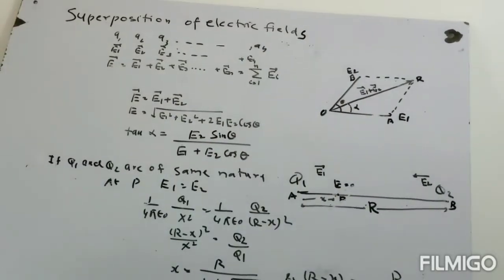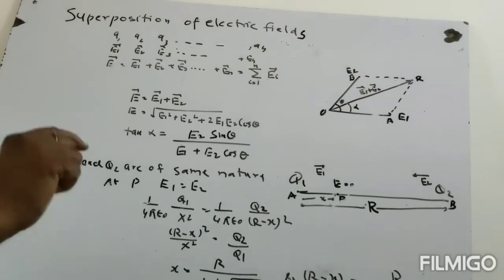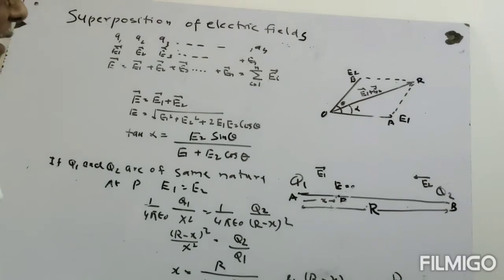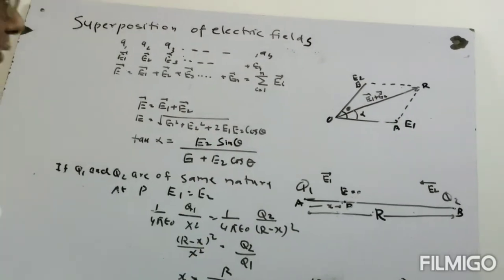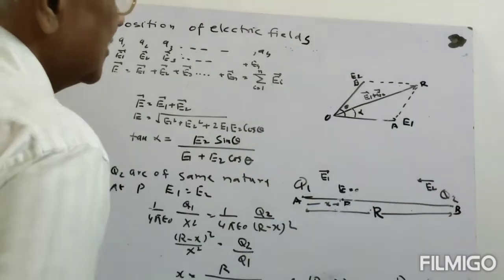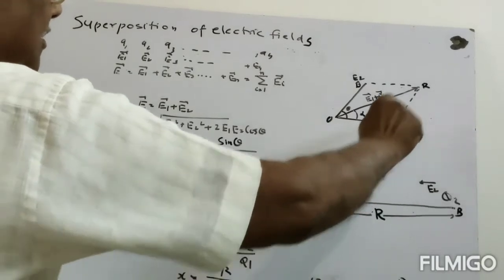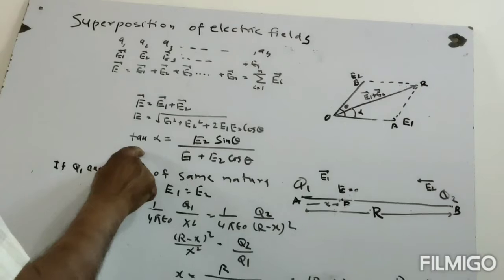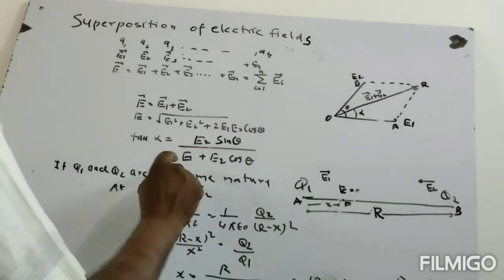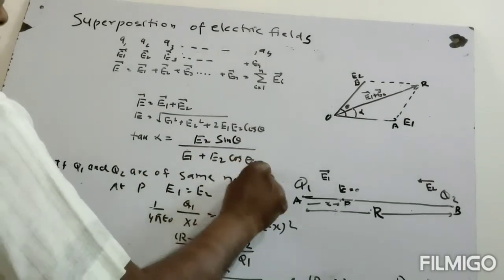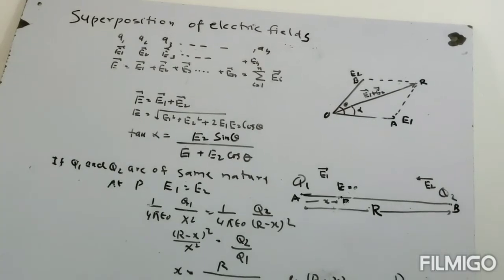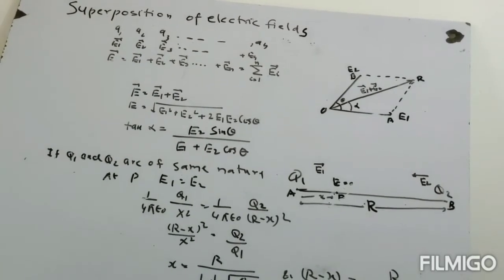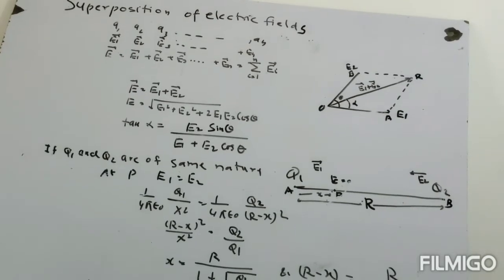The direction of the electrical vector E will be along OR, and the angle subtended by OR with OA is alpha. Then tan alpha will be equal to E2 sin theta divided by E1 plus E2 cos theta. So in this way we can find the resultant electrical field in magnitude as well as in direction.